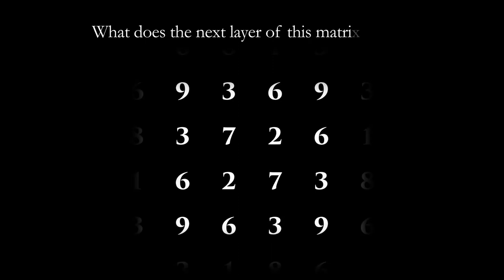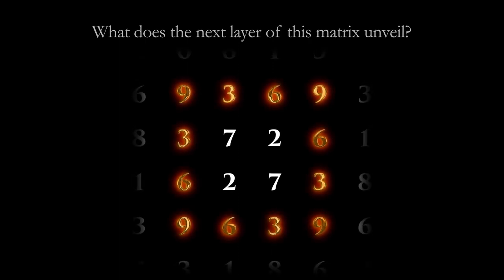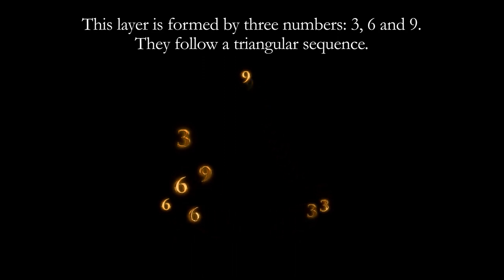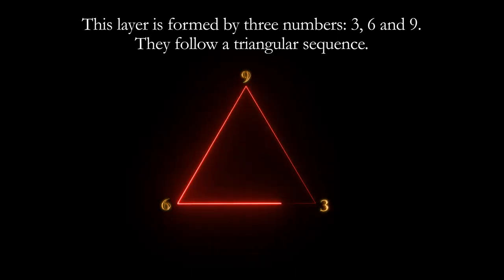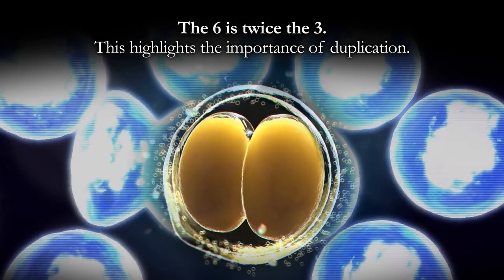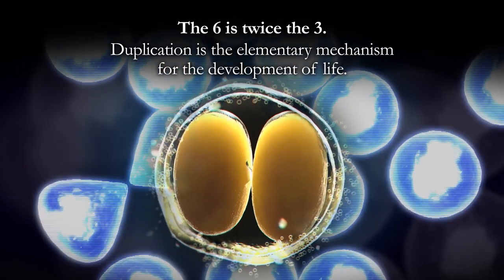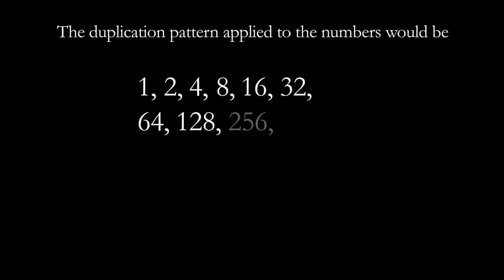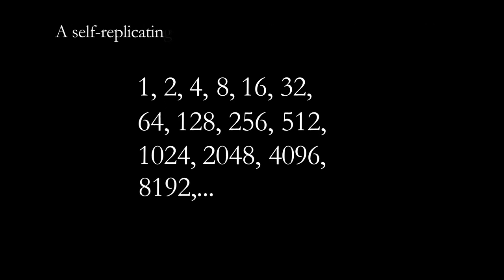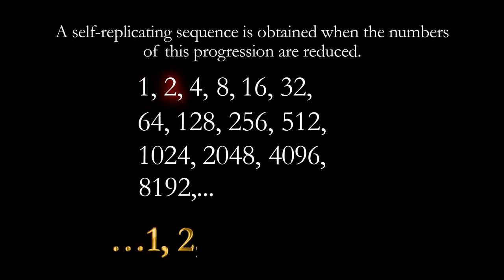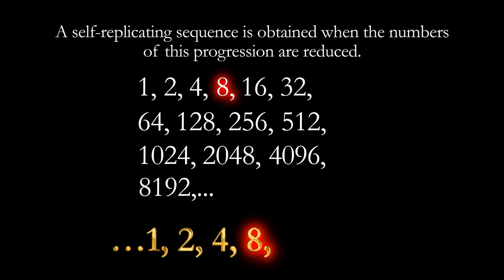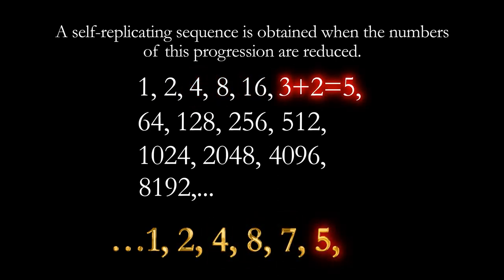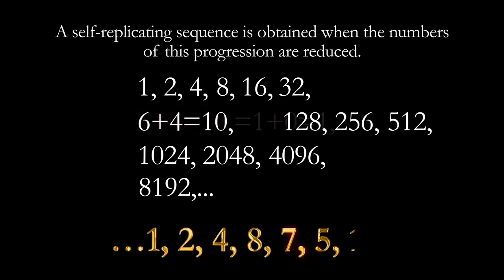What does the next layer of this matrix unveil? This layer is formed by three numbers, 3, 6, and 9. They follow a triangular sequence. The 6 is twice the 3. This highlights the importance of duplication. Duplication is the elementary mechanism for the development of life. The duplication pattern applied to the numbers would be as follows. A self-replicating sequence is obtained when the numbers of this progression are reduced. 1, 2, 4, 8, 7, 5, 1.